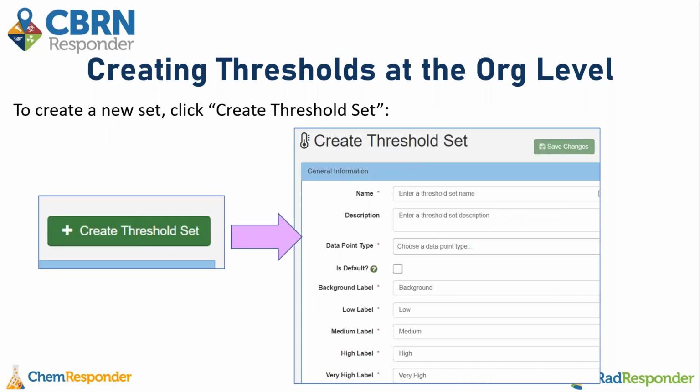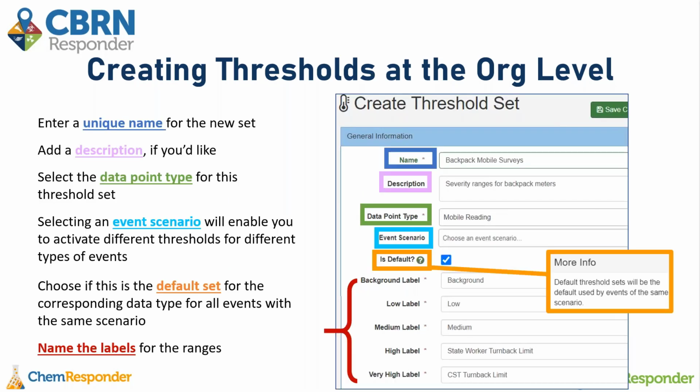To create a new set, I'm going to click Create Threshold Set at the upper right-hand corner, and I'm now brought to a form that's going to look pretty similar to the one at the event level. You'll enter a unique name for the set. You can add a description if you'd like. You'll select the data point type for this threshold set, and this will be dependent on whether your organization is a RAD, Chem, or both organization.